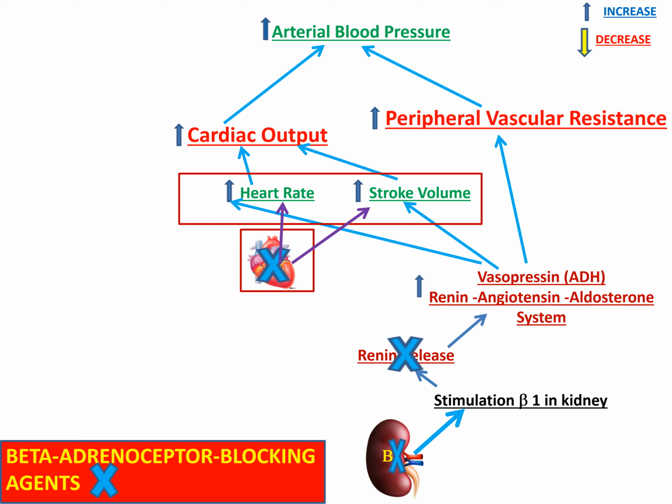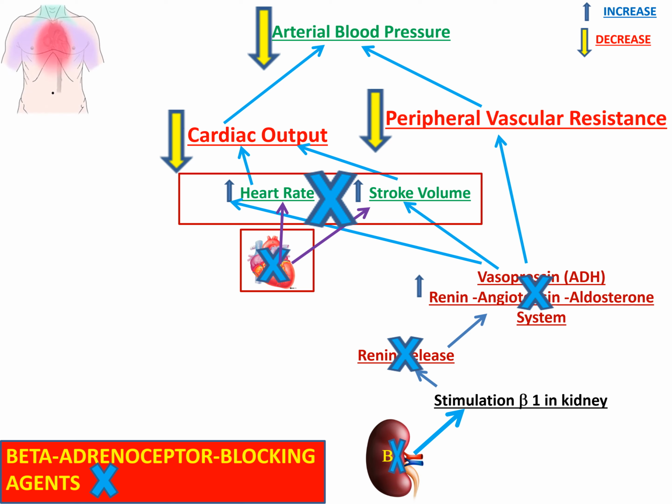So now using a medication to block the beta-1 receptor selectively, by blocking the beta-1 receptor in the kidney, we are preventing the release of renin and preventing the activation of the renin-angiotensin-aldosterone system, besides blocking the release of antidiuretic hormone. And by blocking the beta-1 receptors in the heart, we are going to decrease the stroke volume and the heart rate. So all of that will lead to a decrease in the peripheral vascular resistance and a decrease in cardiac output, and finally a decrease in arterial blood pressure or the afterload.